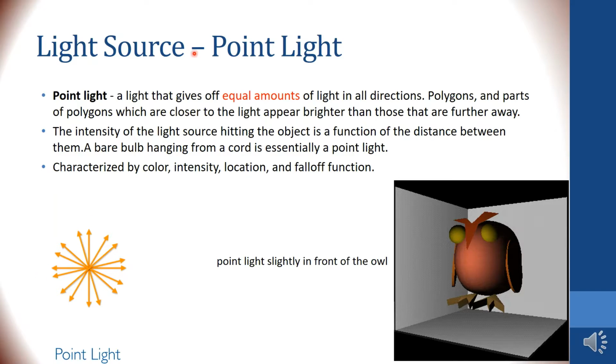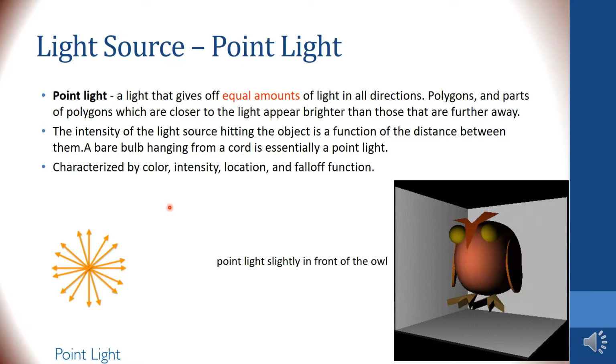What is point light? Point light is basically a light that gives off equal amounts of light in all directions. The polygons, and the parts of a polygon, which are closer to the light appear brighter than those further away from the point light. The intensity of the light hitting the object is a function of the distance between them. A bare bulb hanging from a cord essentially functions like a point light. A point light is characterized by color, intensity, location, and fall-off functions.